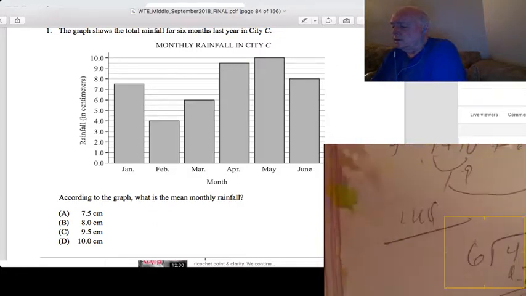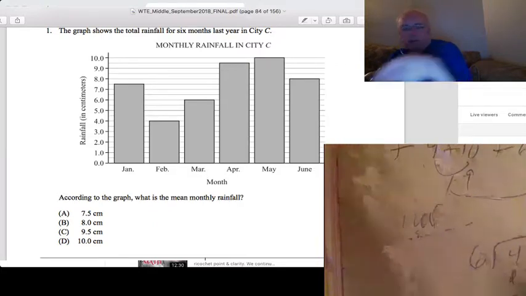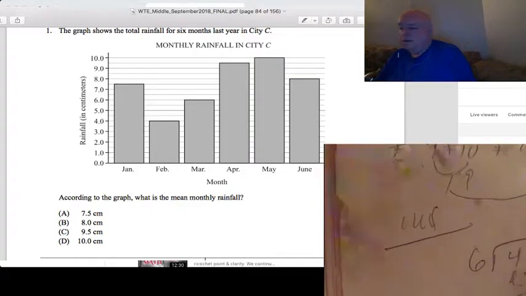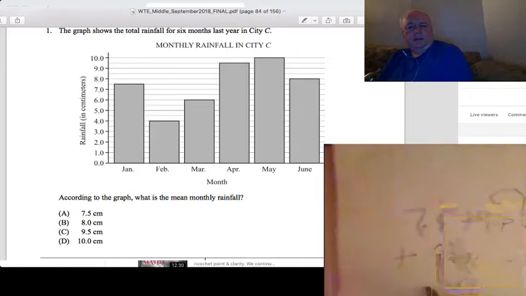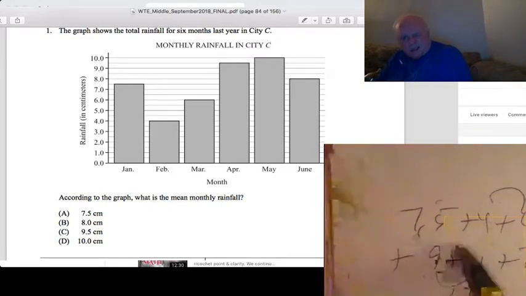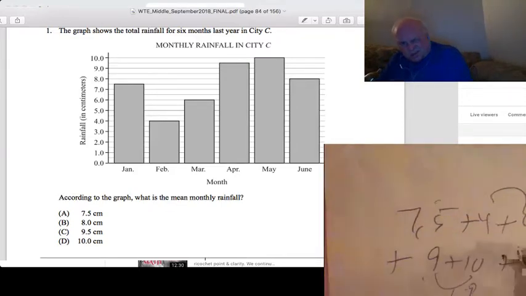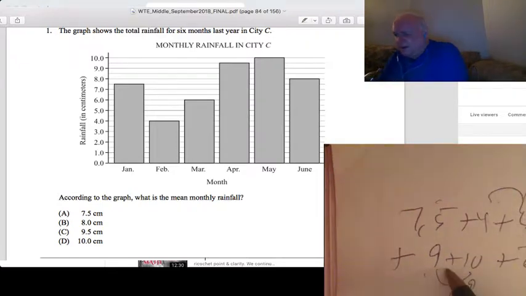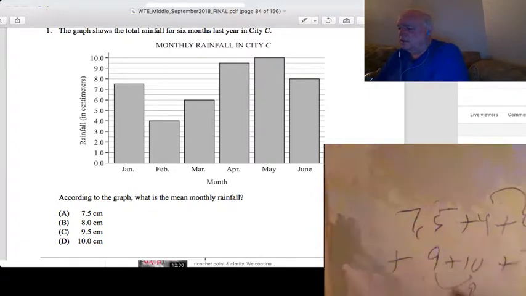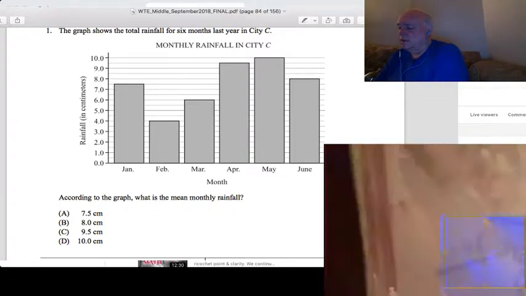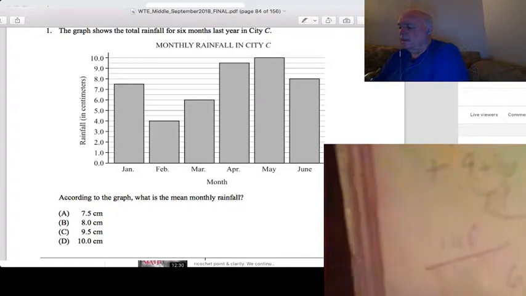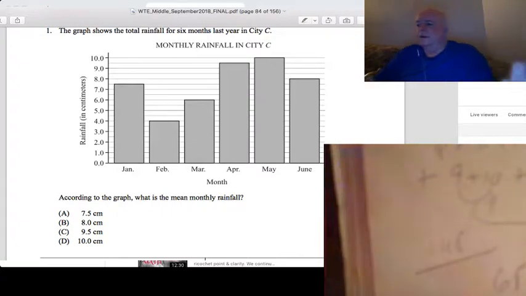Let's see, I must have made a mistake. Let me check the numbers again: 7.5, 4, 6, 9, 10, and 8. The last number was 8. So we're at 45. 6 goes into 45 seven times, that's 42, and we get 3 left over. We get 7.5, which is A.